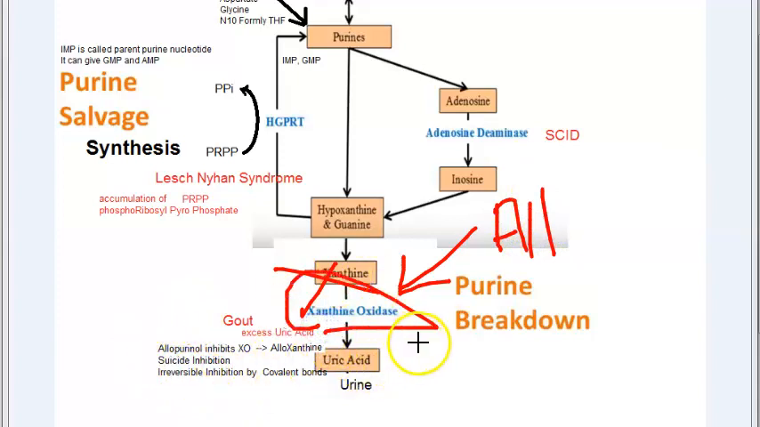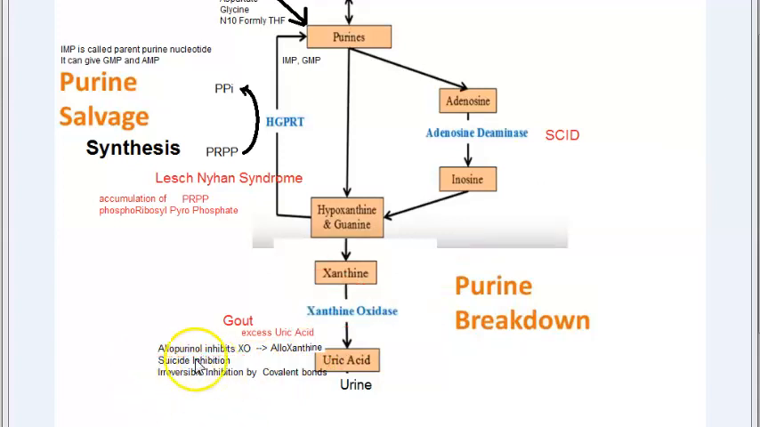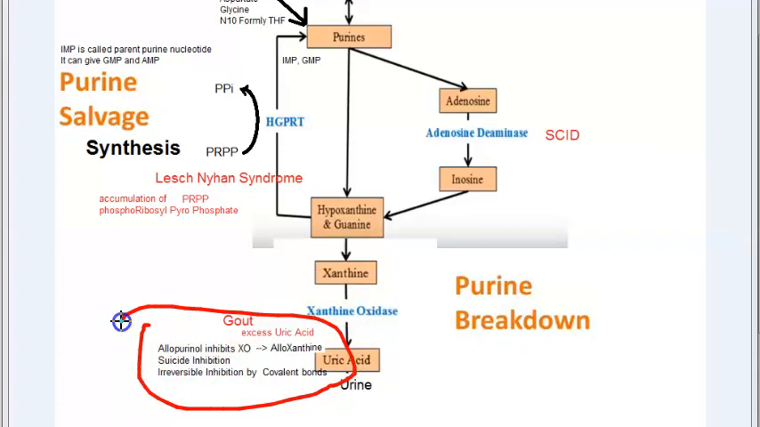It's a competitive inhibitor of xanthine oxidase. Yes, it's written here, allopurinol inhibits xanthine oxidase. So it is suicide inhibition. That means it will give up itself. It is a suicide inhibition. Allopurinol suicide inhibition. Okay.